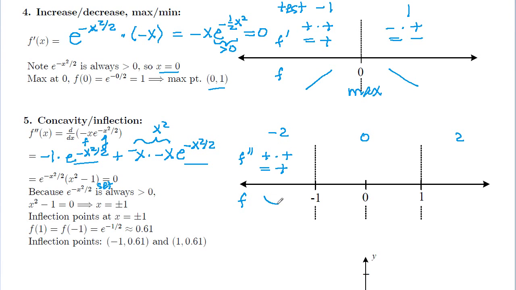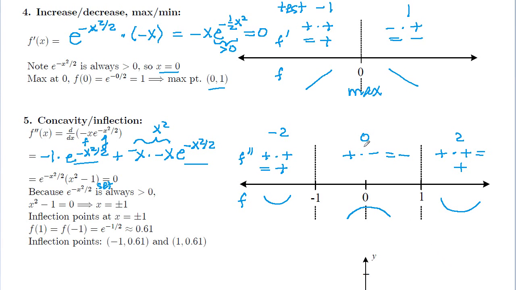So f is concave up. Plug a 0 in. So this is positive. 0 squared minus 1 is negative. So positive times negative is negative. The function is concave down. And then plug a 2 in here. 2 squared minus 1 is 3. This is positive. Positive again. Positive times positive is positive, and concave up again.